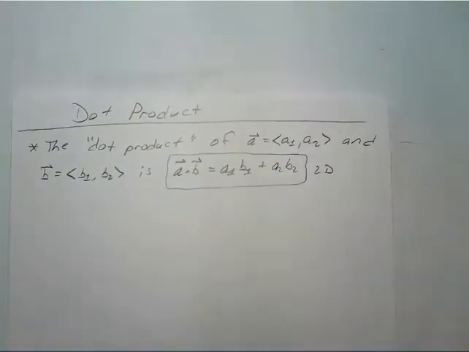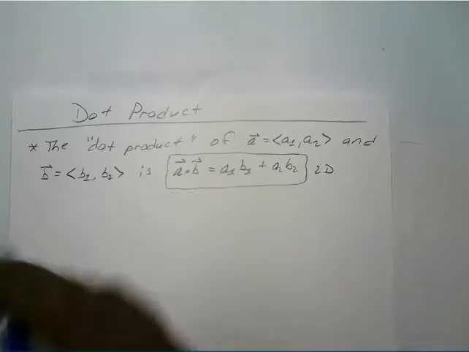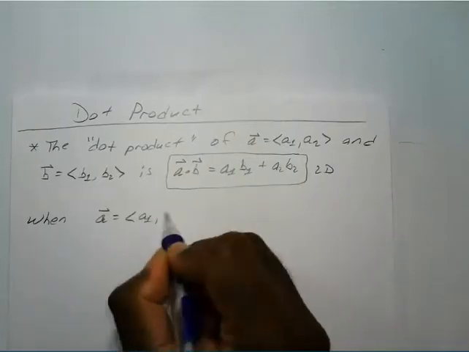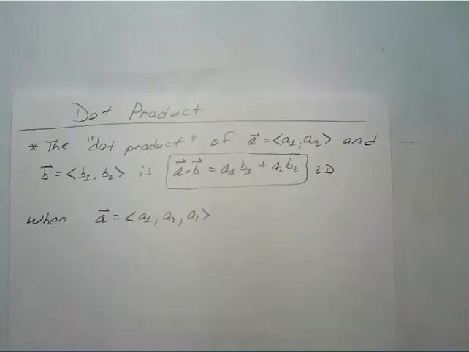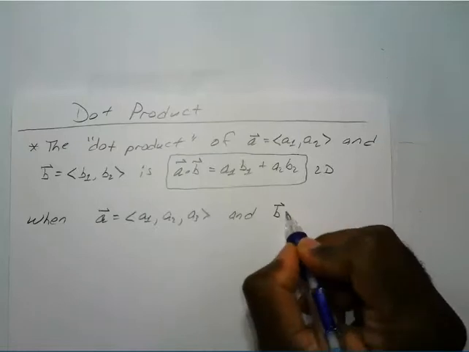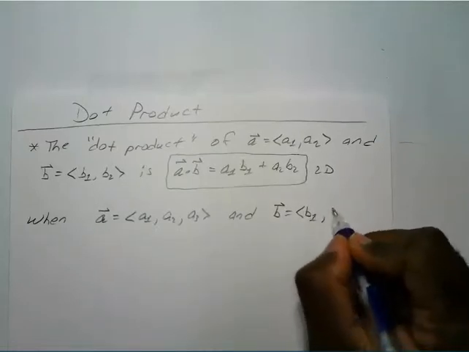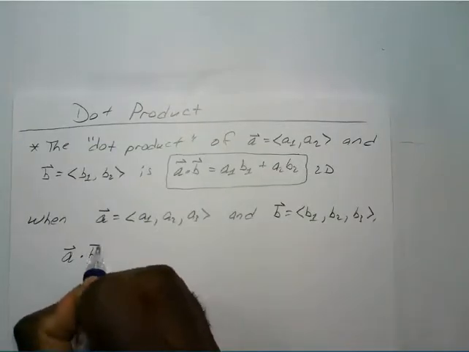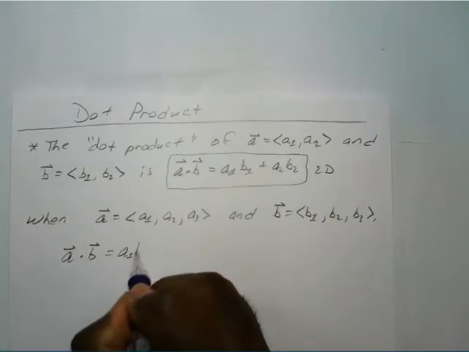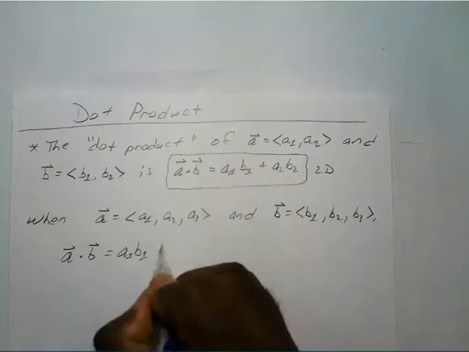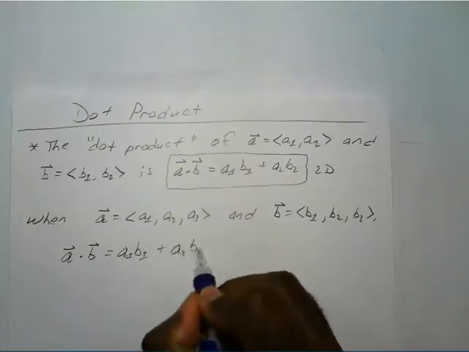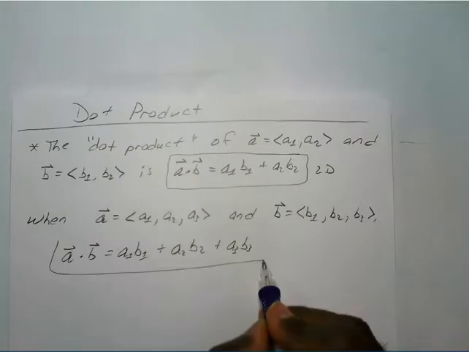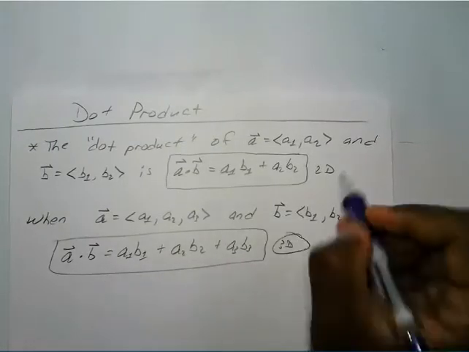Of course, this is for two-dimensional dot products, but when vector A has a first component, second component, and third component, and vector B has a first component, second component, and third component, then the dot product of A and B is equal to the multiplication of the first components plus the multiplication of the second components plus the multiplication of the third components. Okay, which is the dot product when you have three dimensions.